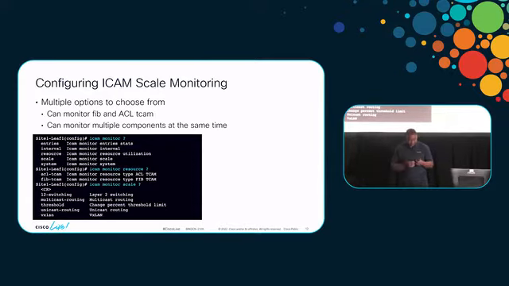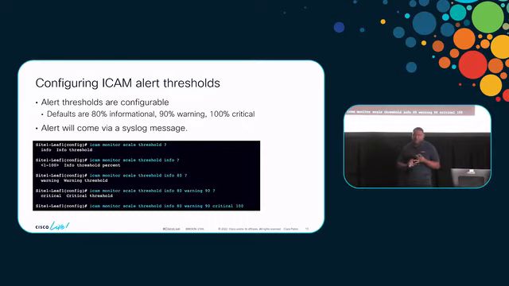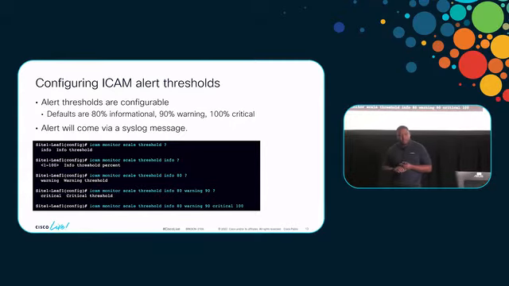So on this slide, we're going to go into how we fine-tune our thresholds. By default, we will generate an informational severity message at 80% utilization, a warning severity log message at 90% utilization, and a critical severity log message at 100% utilization. Now we can fine-tune those to any value that we'd want, so that we can be informed a little bit earlier if we'd prefer. Perhaps you'd like to be informed at 70%, so you could reduce that if you so choose.